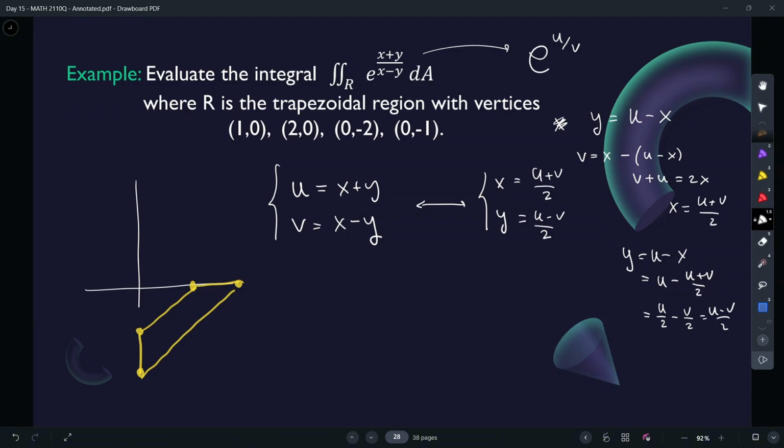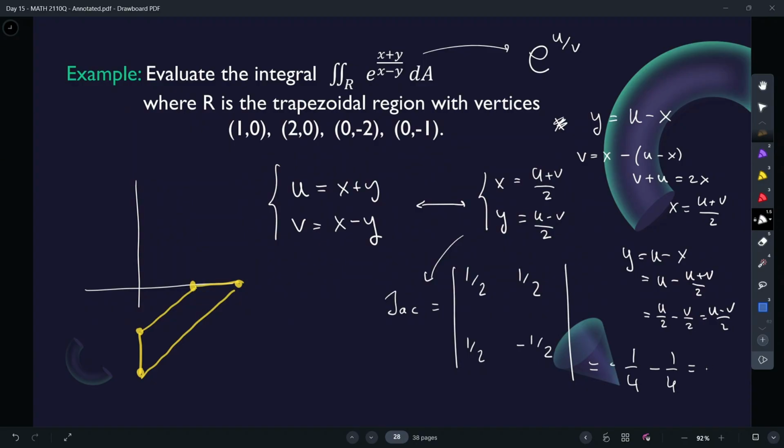And I can now find the Jacobian that I'm going to use once I actually try to set up the integral. I will need the Jacobian. So the derivative of x with respect to u is a half. With respect to v is a half. The derivative of y with respect to u is a half. With respect to v is minus a half. So what I get for the Jacobian is minus a fourth, minus a fourth. So it is actually minus 2/4, so minus a half. So that's what the Jacobian is.